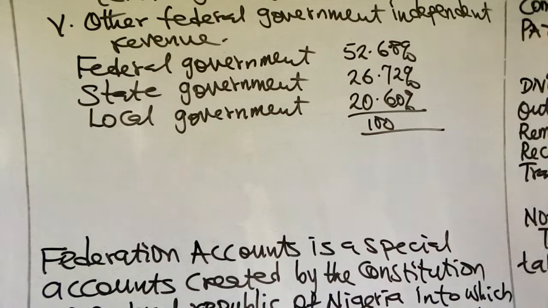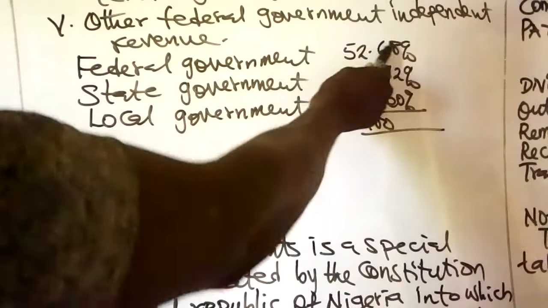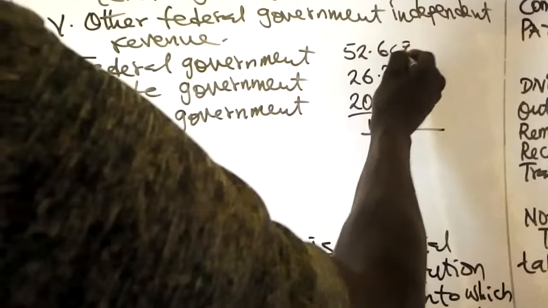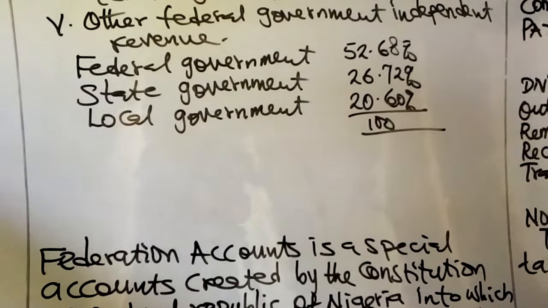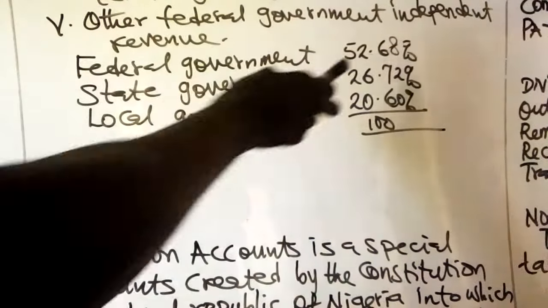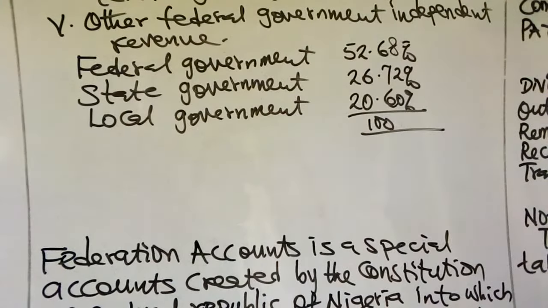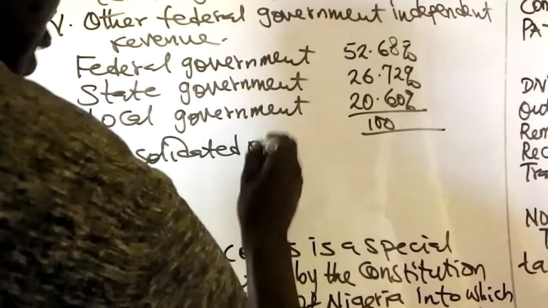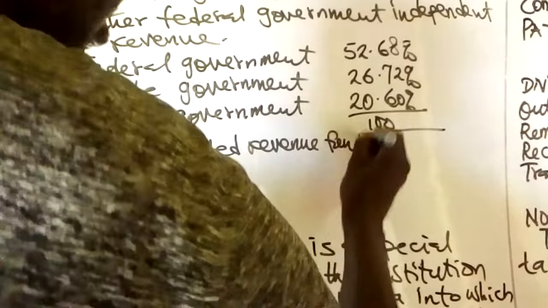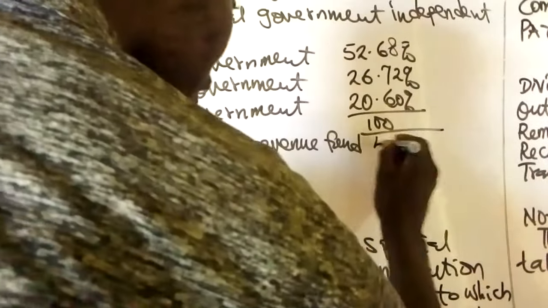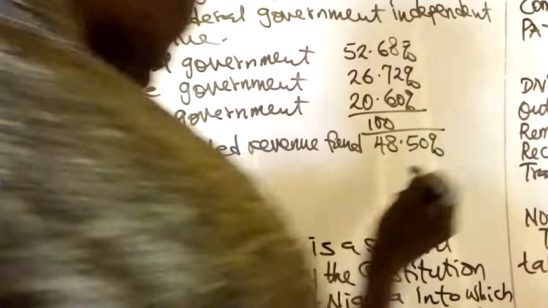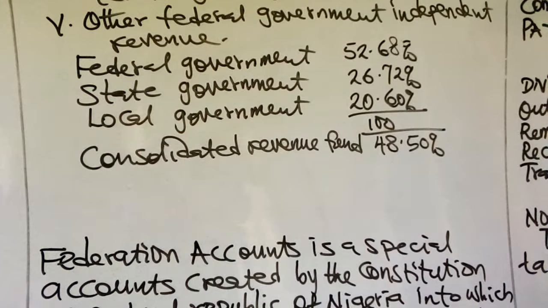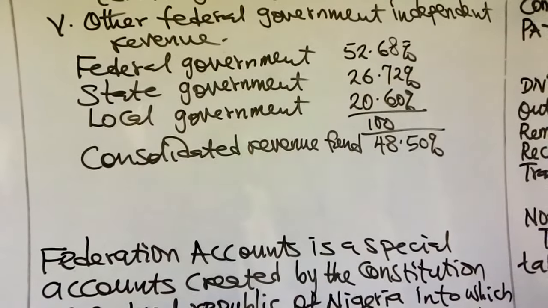The federal government share of Federation account of 52.68% is further distributed as follows. This 52.68%, you are going to distribute it as shown below. Consolidated Revenue Fund will take 48.5%. We take 48.5% of the 52.68% calculated.